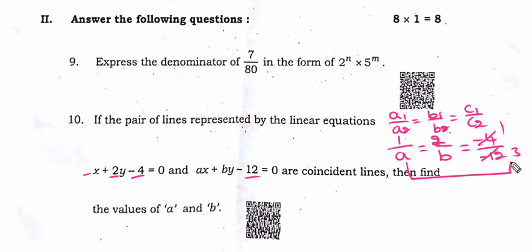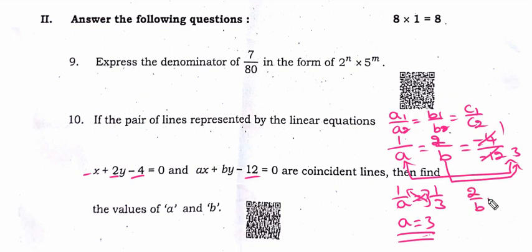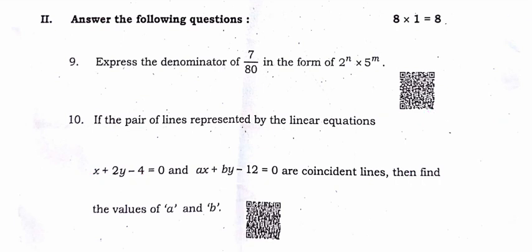So we have to compare these two ratios. First ratio: 1 by a is equal to 1 by 3. Cross multiplying, a into 1 is a, 3 into 1 is 3, that gives you the a value. Then consider these two ratios: 2 by b is equal to 1 by 3. Cross multiply: 3 into 2 is 6, b into 1 is b, so b is equal to 6. These are the two answers, the values of a and b. Then we move on to the next question.